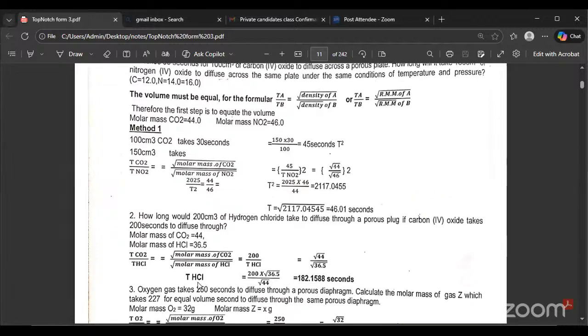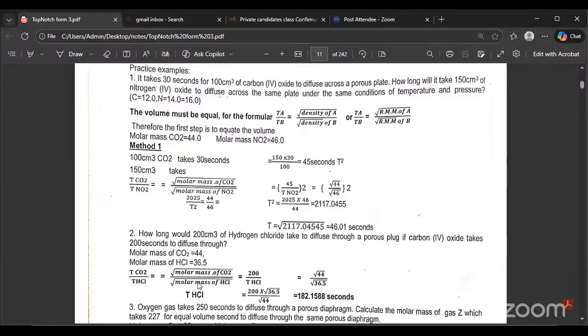I want to give you this question, but it's very interesting. Oxygen gas takes 250 seconds to diffuse through a porous diaphragm. Let us solve that one. This one is a different one. They're saying another gas, whose molar mass we do not know, takes 227 seconds for an equal volume of gas to diffuse through the same porous diaphragm. I'll give you oxygen. I'll write for you.